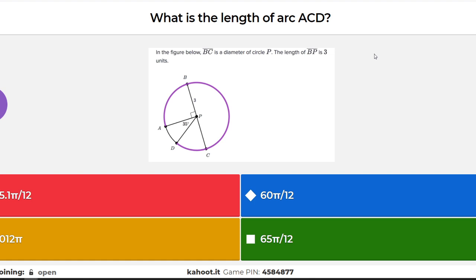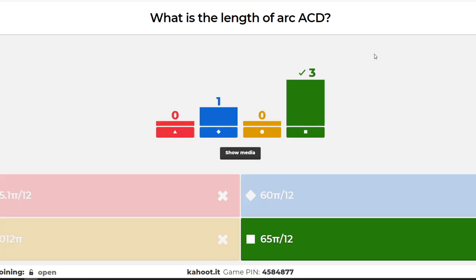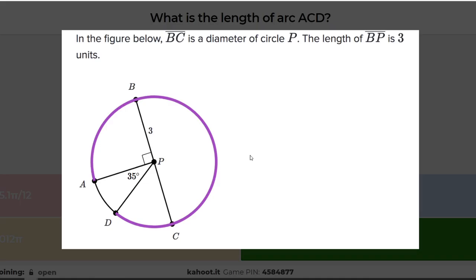The only one person has answered this? Arc length, ACD. All right, okay, that's not bad. It shut me up. That's good.